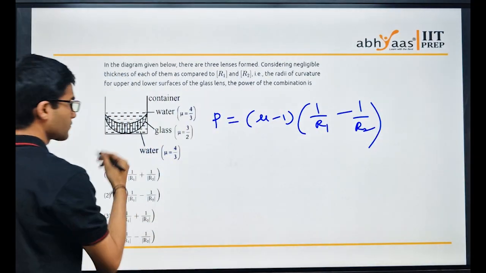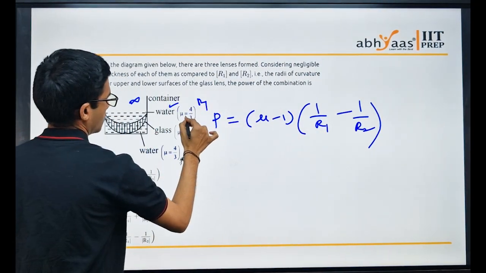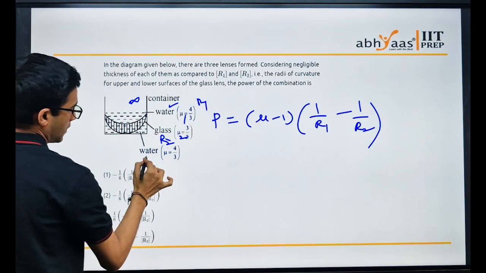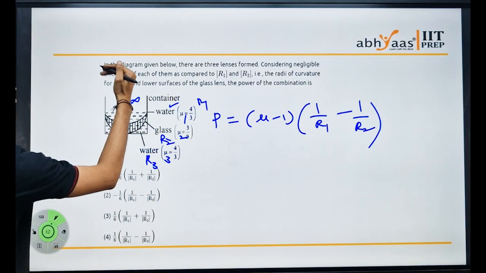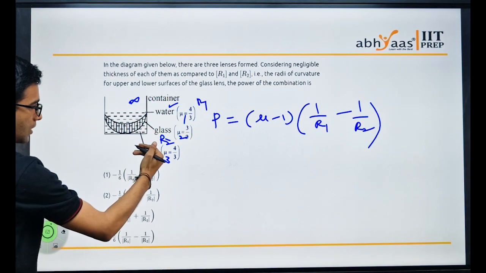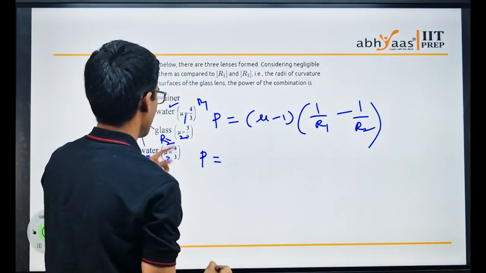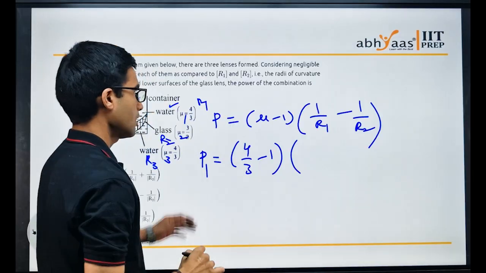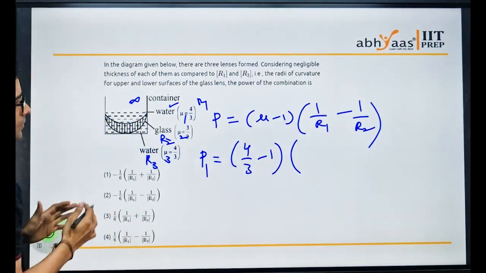Here, consider infinity to this water as R1 with mu1. Similarly, this is R2 and mu2, and this has R3 and mu3. So the power of the combination: from the container outside, then water, then from water to glass, glass to water, again outside. First I consider P1, which is (4 by 3 minus 1) and I am calculating each one. After that I will add everything to get the power of the combination. Three surfaces are there, that's why I am taking it like this.